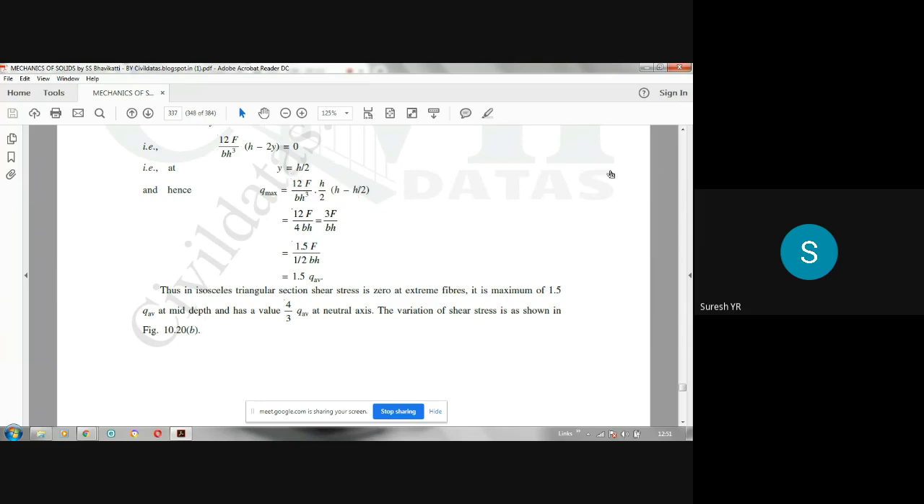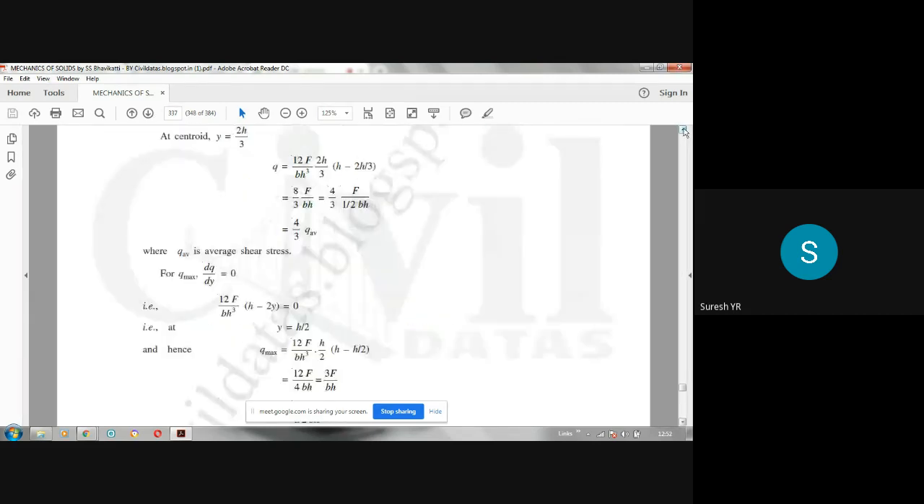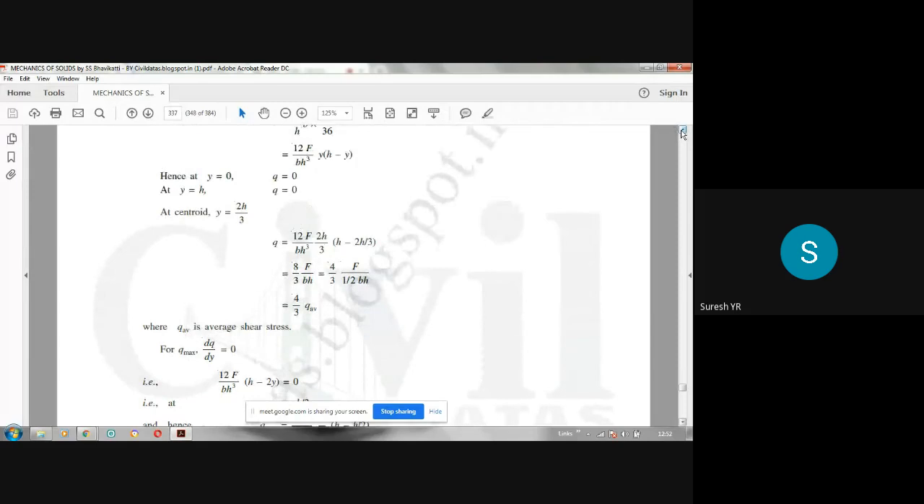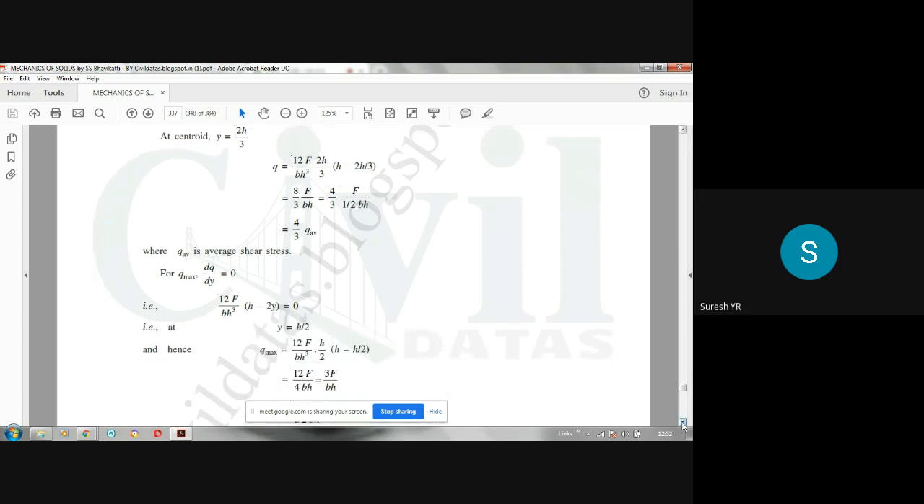So what is its value then? Put y equal to h by 2 in this expression. We got to know where the maximum shear stress occurs: at y equal to h by 2. So put y equal to h by 2 in the expression for shear stress in the place of y, and simplify. You will get this. If you simplify this, you get 3f by bh.